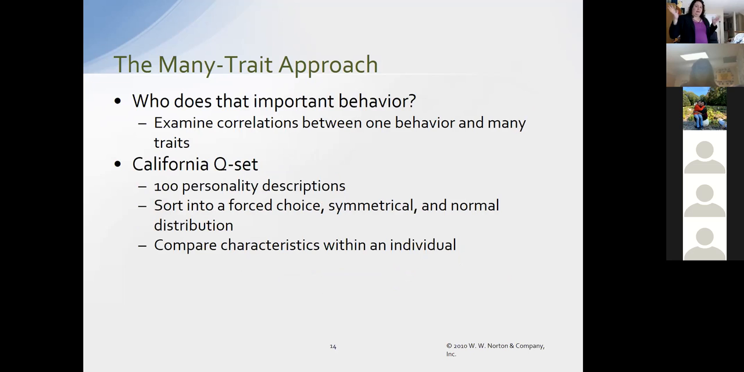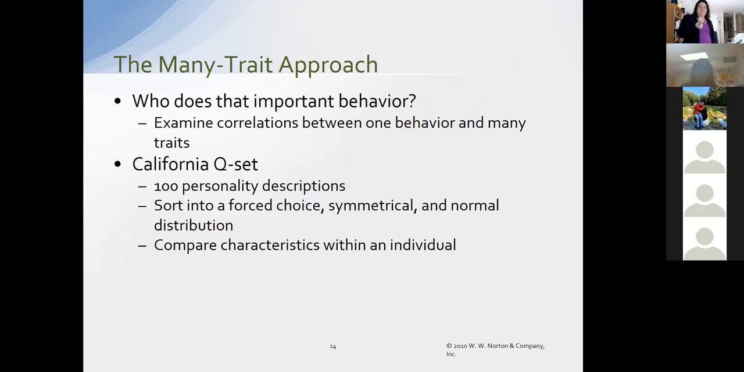There's also the many trait approach. So the idea is, who does the important behavior? So you examine correlations between one behavior and many traits. So the behavior might be something like self-harm. It might be something like, in the case of my research, disordered eating. It might be something like, if we go back to the previous slide, participating in these white supremacist rallies, right?